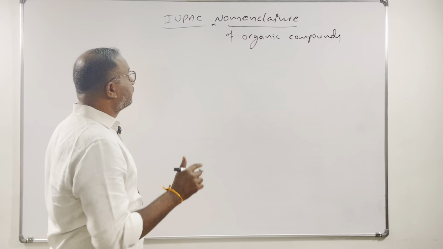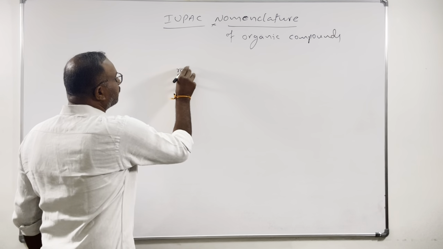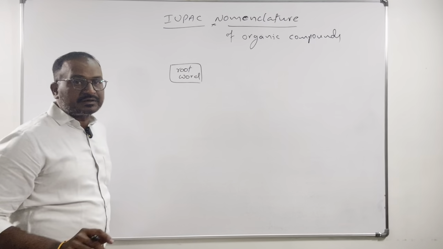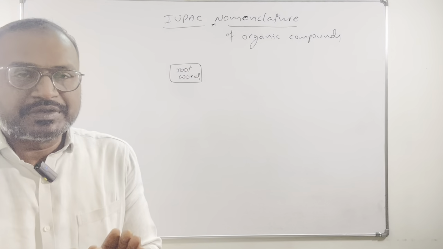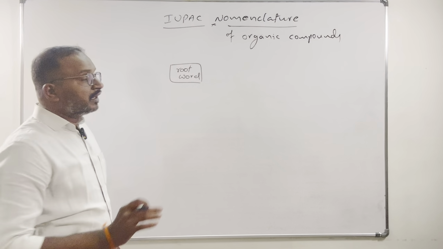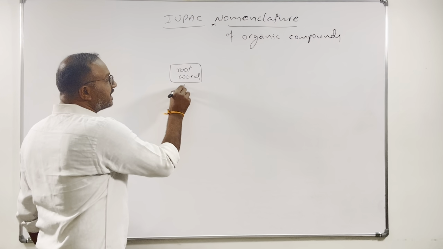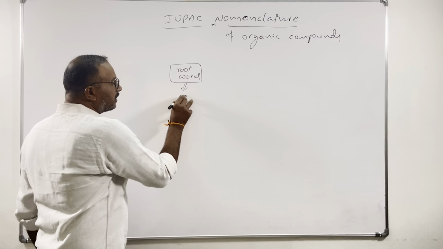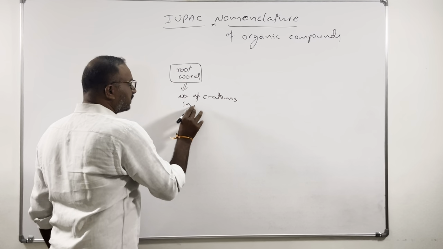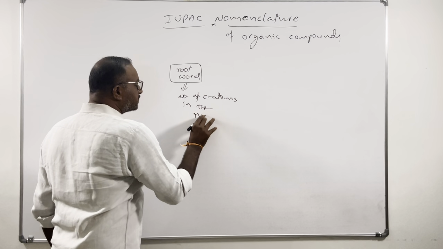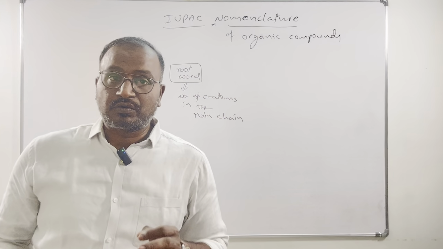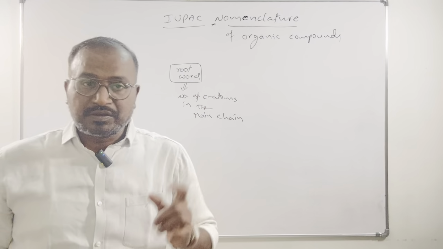The first one is the root word. The root word should be there. It is the compulsory, main point in IUPAC nomenclature. What is the meaning of root word? It represents the number of carbon atoms in the main chain. The root word is required to say the IUPAC name.